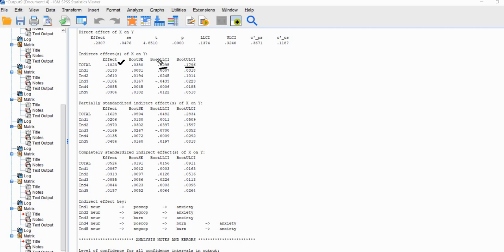Because 0 does not fall between the lower and the upper bound, we would reject the null that the total indirect effect is 0 and infer that the population total indirect effect is non-zero.